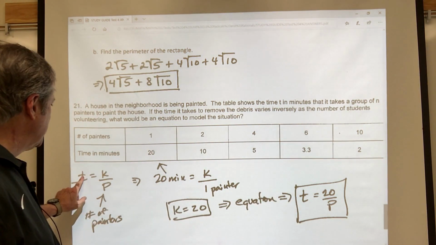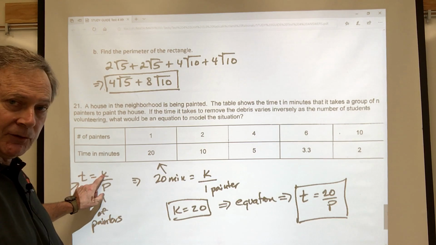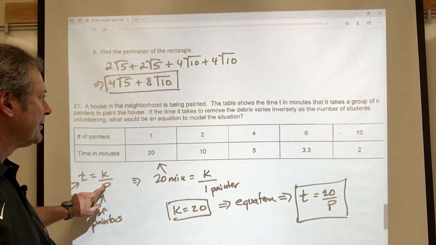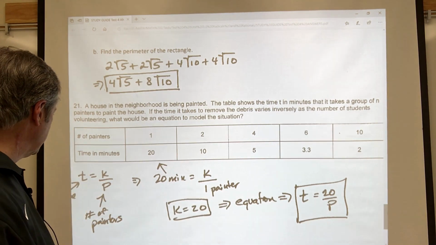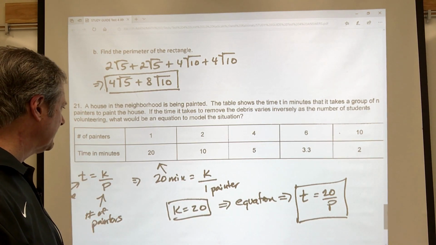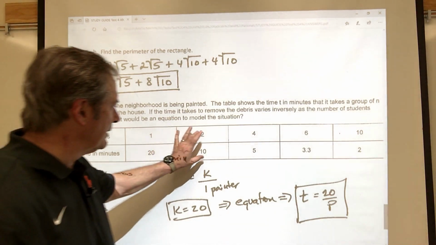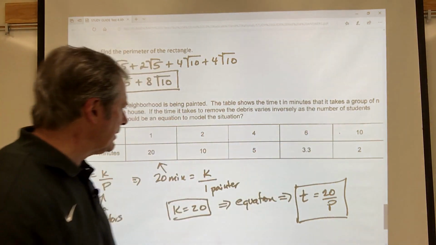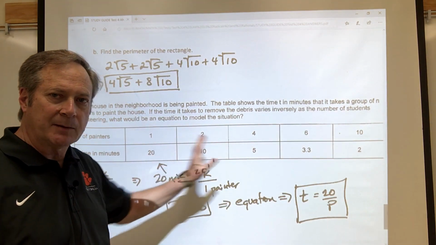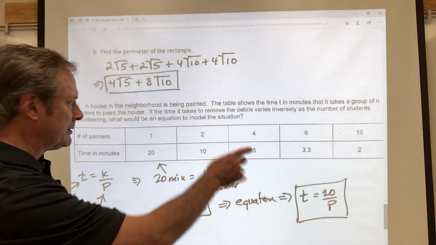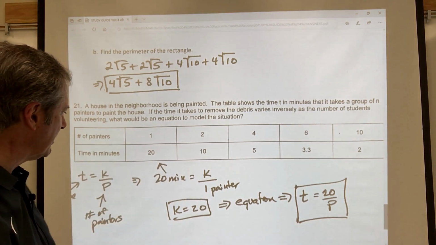So t for the time it takes, we know it's inverse, so it's k over p. I forget why. Oh, p for painters. That's why I picked that. So time and the number of painters. Now, what is confusing is you've got all these options. All you got to do is just pick one of them. Since it's the same relationship, they're all going to work the same. So just pick one of these columns.